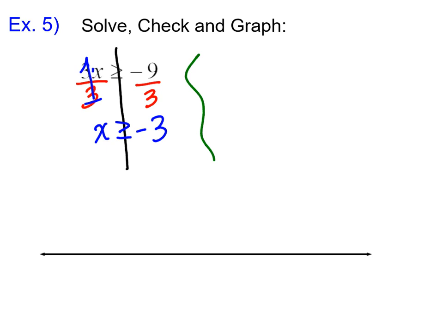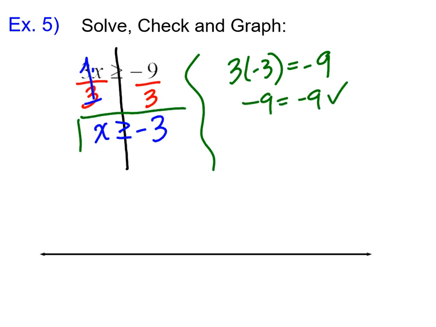We're going to check, just like we did before. 3 times -3 is equal to -9. And we know that 3 times -3 is -9, so it checks out. Unfortunately, there's no way to check the sign flipping. You have to look at it and see what's going on. So we need a 0 and we need a -3. And this is going to be a closed circle here. And I want numbers larger than -3, so I'm going to go to the right.